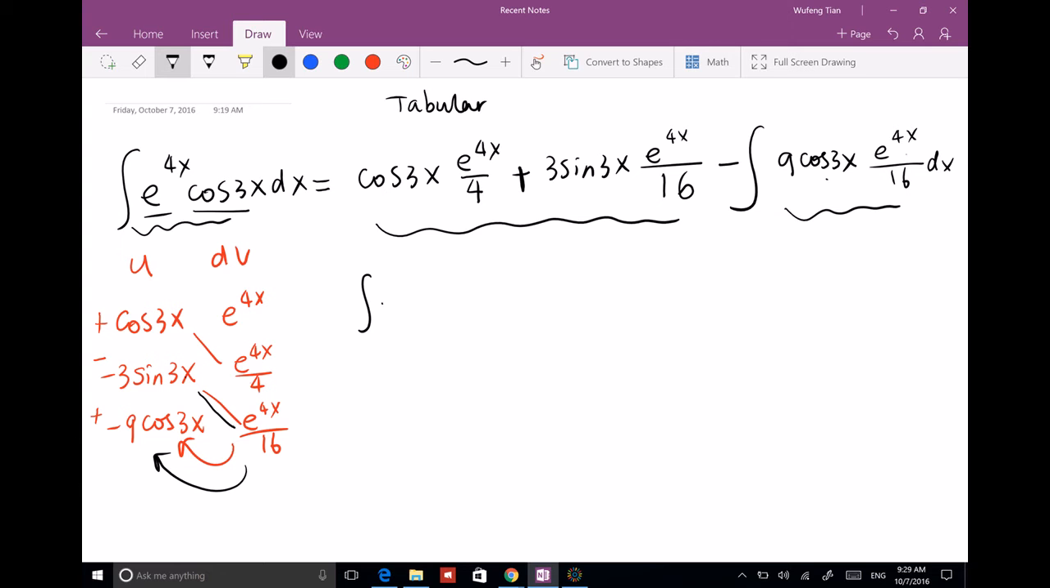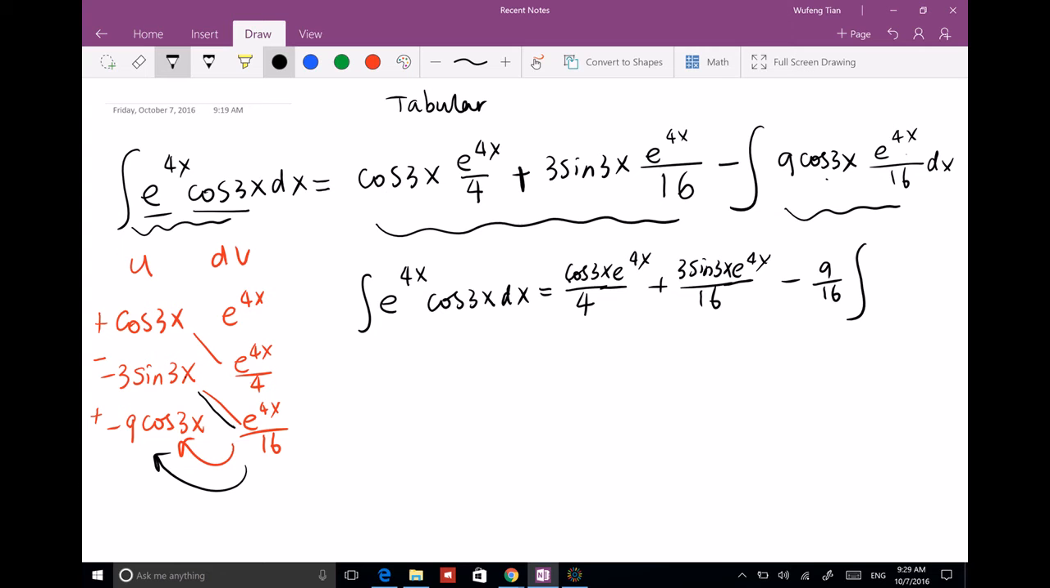Then we will have the integral of e to 4x cosine 3x dx equals 4 cosine 3x e to 4x over 16 plus 3 sine 3x e to 4x over 16, minus 9 over 16 times the integral of e to 4x cosine 3x dx. Okay, so now what do I do here? Can anyone tell me?